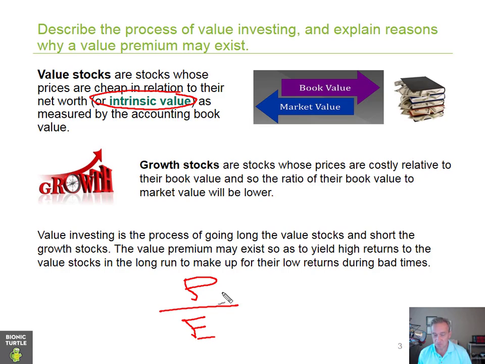And so another way to look at this is the PE ratio. When I was taught, I thought this was handy. PE ratio, that's a value metric. The value investor is sort of focused, if not obsessed, but prioritizing the numerator, the price that I'm paying for the stock. A growth stock are stocks whose prices are costly relative to their book value, and so the ratio of their book value to market value will be lower.